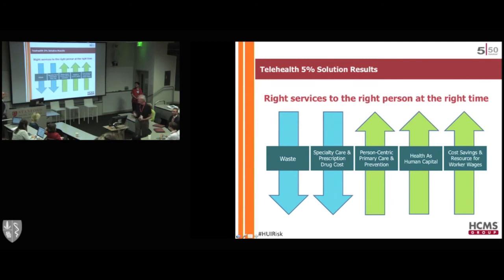Huge, huge. And so we think that this outcome, which is reduction in waste, a decrease in specialty care and prescription drug costs, increase in person-centric primary care and prevention, increase in health as human capital, and cost savings so that resource can now be committed to wages, is the outcome that we would see from this telephonic distribution of this electronic risk index to providers at the point of service.